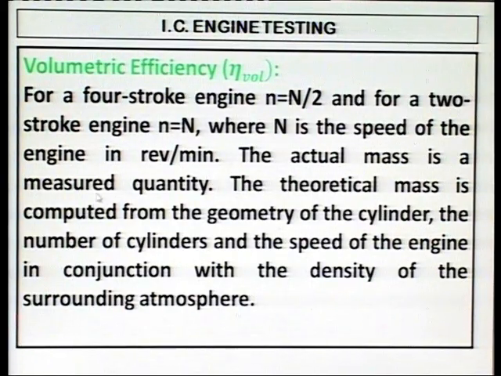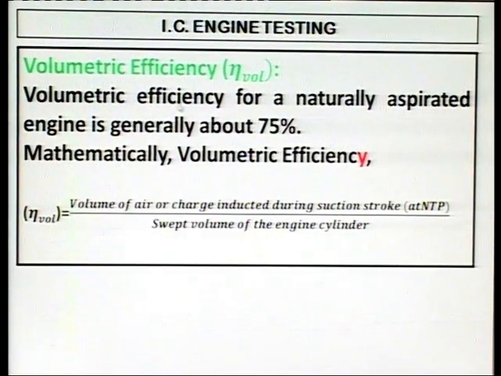The actual mass is the measured quantity. The theoretical mass is computed from the geometry of the cylinder, the number of cylinders and the speed of the engine, in connection with the density of the surrounding atmosphere. Volumetric efficiency for a naturally aspirated engine is generally about 75%. Mathematically, volumetric efficiency is equal to volume of air or charge induced during suction stroke at normal temperature and pressure, to the swept volume of the engine cylinder.